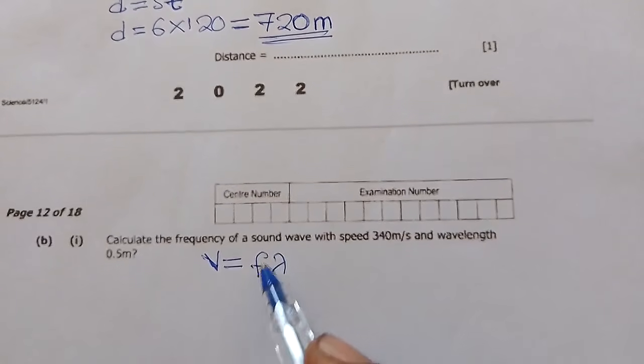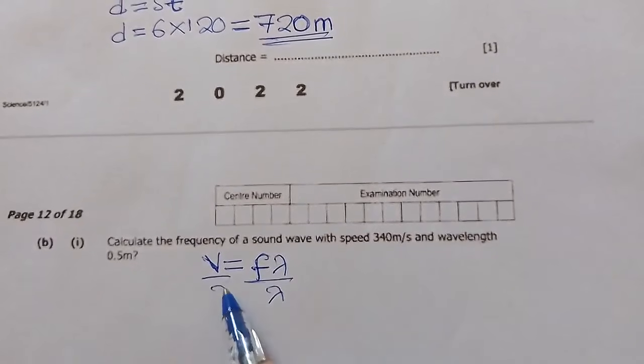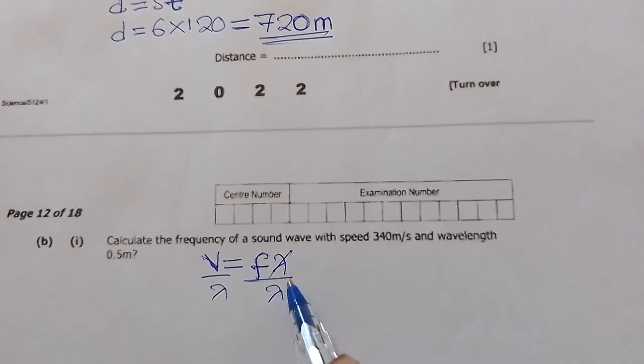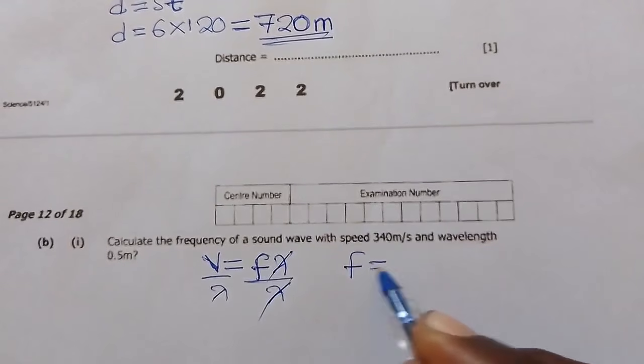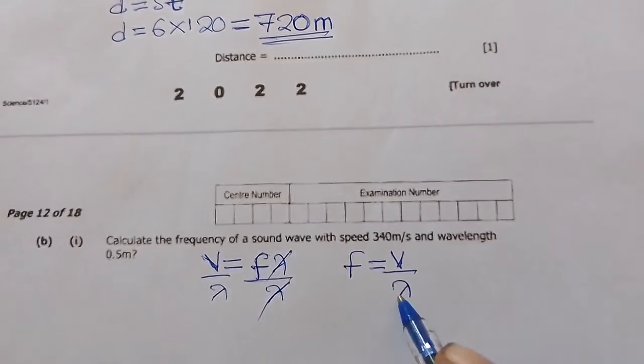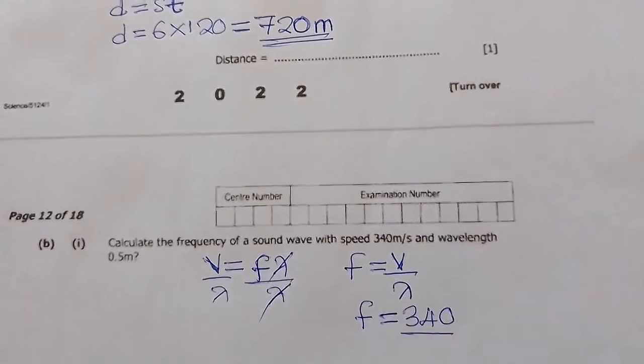When we want to calculate frequency, we divide both sides by wavelength, such that these two cancel out. Then you are going to have frequency equal to velocity over wavelength. So frequency is equal to, what is your velocity? Your velocity is 340. What is your wavelength?